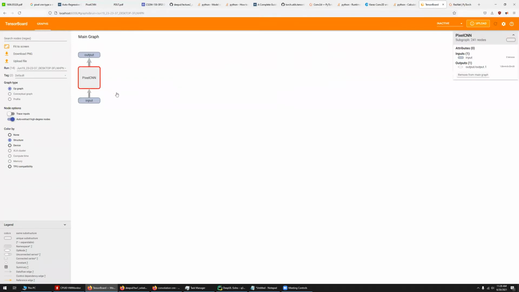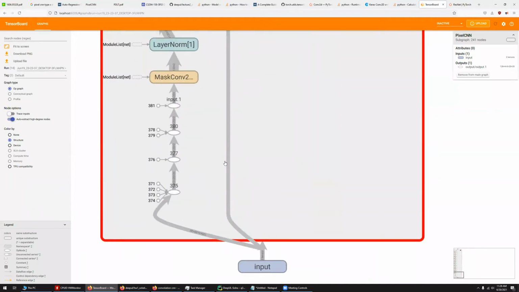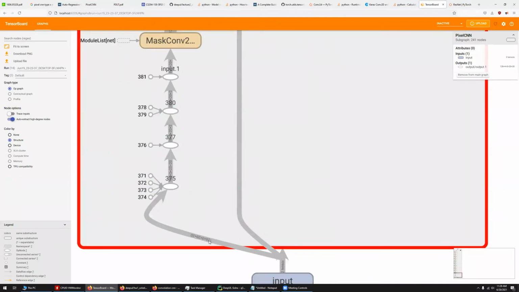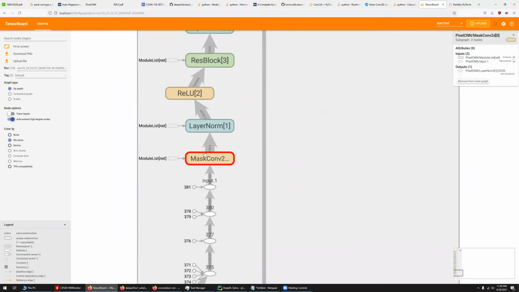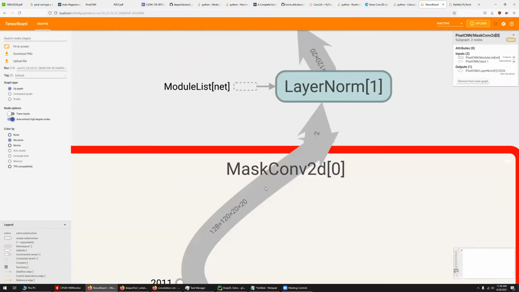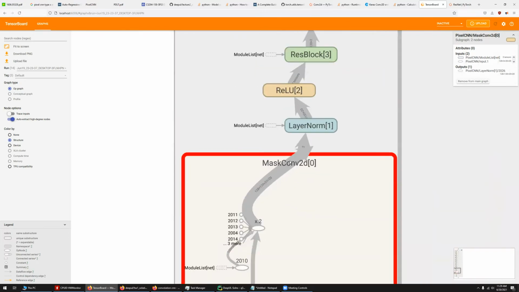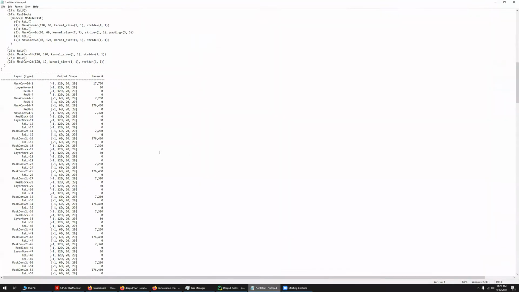So here's the Pixel CNN, and it's detailed, but it's kind of clunky to use. So we have input 128 by 3 by 20 by 20. That's our input, and it goes through the masked convolution layer, and then the output is 120 by 20 by 20. So it might be useful if you're looking at it. But this one also gives you similar information. So 120 by 20 by 20.